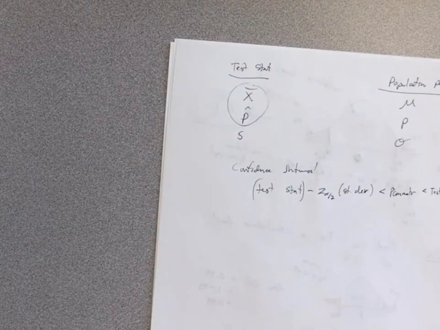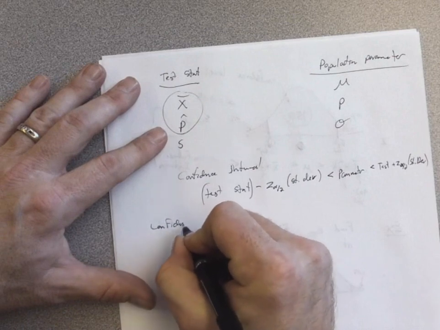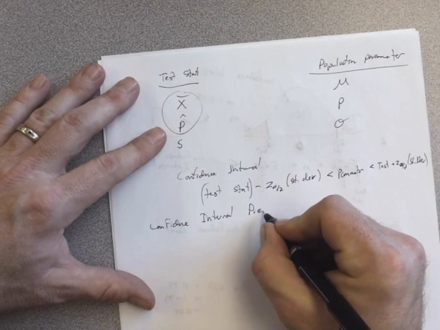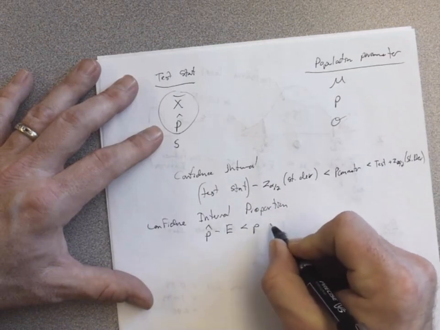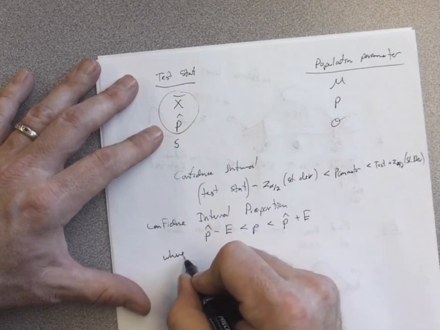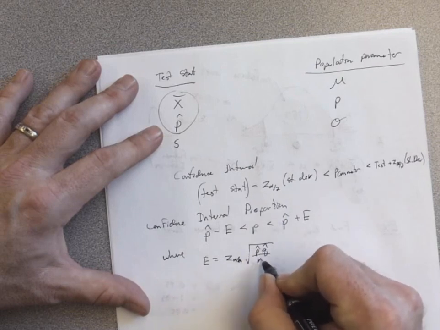So when you're looking at the formula for proportion, they give you the equation for that, and kind of describe what it actually means. And I'm just going to write it out again. I don't know why I'm looking it up. I actually know what it means. So for proportion, the confidence interval is done by p hat minus E less than p hat plus E, where E is equal to z alpha over 2 times the square root of p hat times q hat all over n.